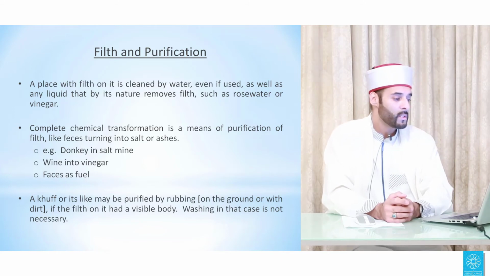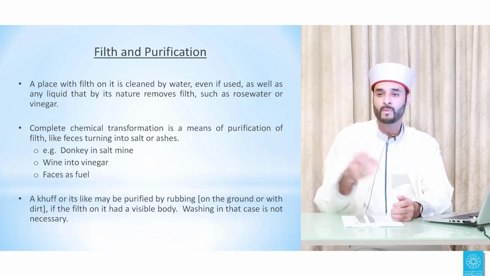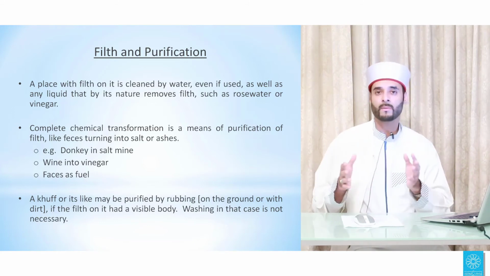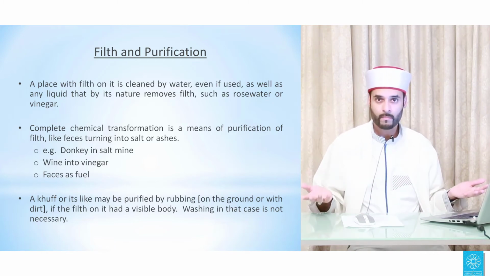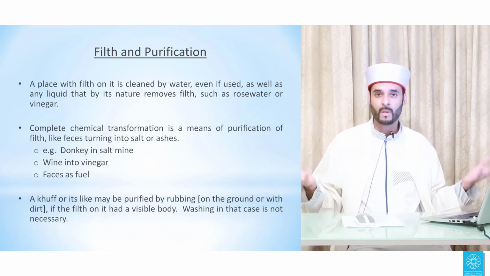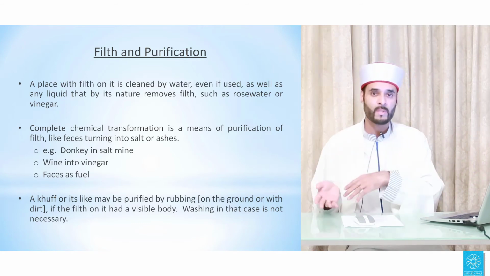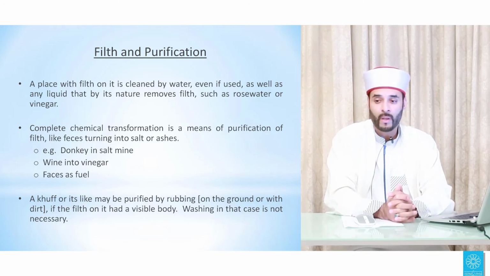Complete chemical transformation is a means of purification of filth, like feces turning into salt or ashes. The scholars mention this in the books. They give the example of a donkey in a salt mine. So you've got a salt mine and a donkey happens to fall in and is overcome by the salt and dies. After maybe 6 months or longer, there's no donkey there anymore. There is just salt. It completely breaks down into nothing. It becomes dust and it becomes one with the salt. That's a complete transformation from one substance into another, and that in itself is a means of purification.